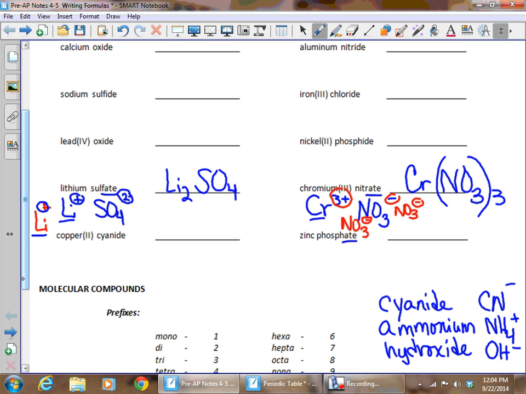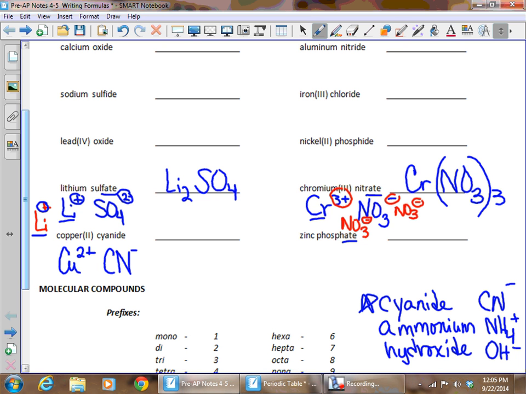So our next one, copper 2, we don't have to look that up. It's automatic 2 plus. Cyanide, on the other hand, we might miss that one and start trying to look up cyanium or something like that on the periodic table. But we have to remember that that's one of our polyatomic ions that kind of breaks outside of the mold. It doesn't end in ate or ite, but it's a polyatomic ion, CN minus.